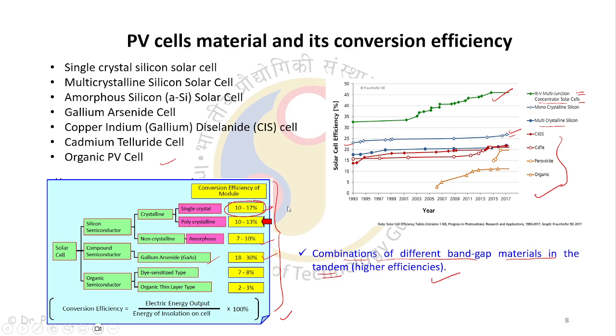This trend you can see from 1993 to 2017: how solar efficiency has increased over the past decades as the technology has advanced, thereby reducing the cost of the solar cell and making it more affordable, right? You can see the multi-junction concentrator solar cell showing around 45 to 46 percent cell efficiency.